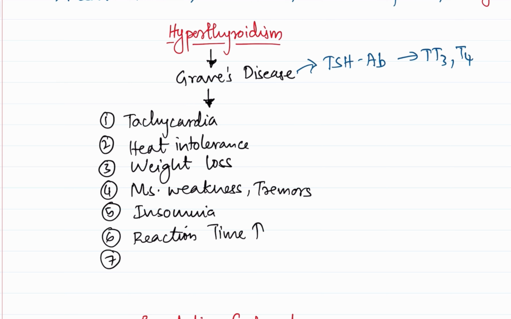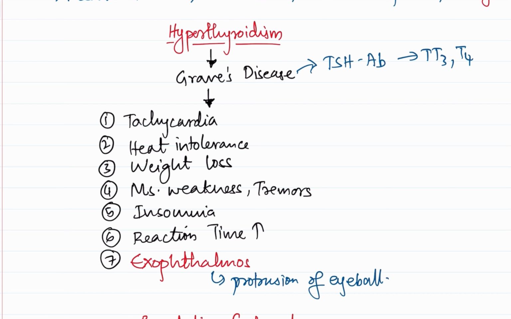And finally, there is going to be a feature that is exophthalmos. Exophthalmos is the protrusion of eyeballs. Why are eyeballs protruded? The eyeballs are protruded in hyperthyroidism because of retro-orbital edema. Edema occurs behind the orbit, and that will push the eyeballs, leading to their protrusion.